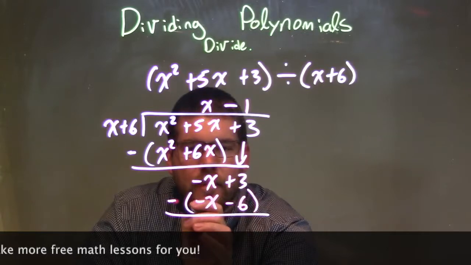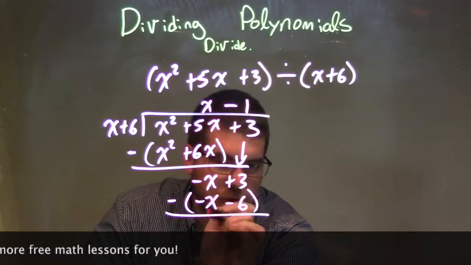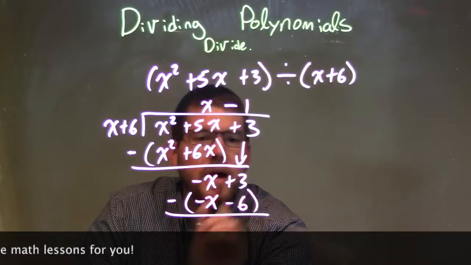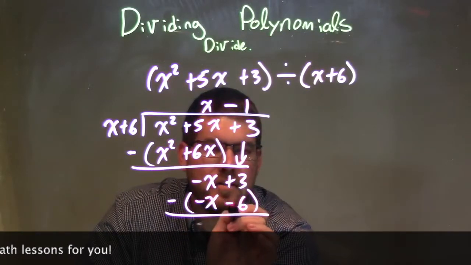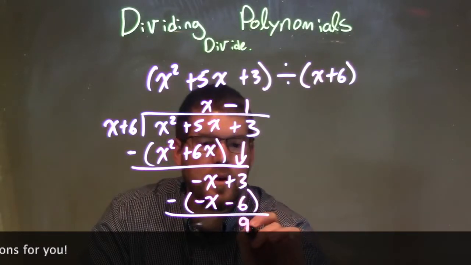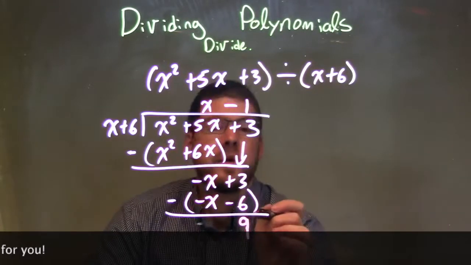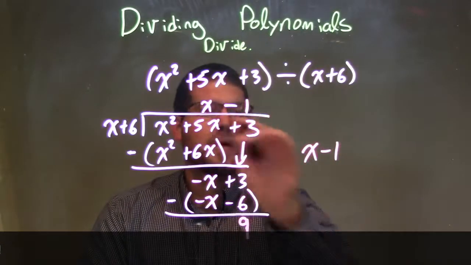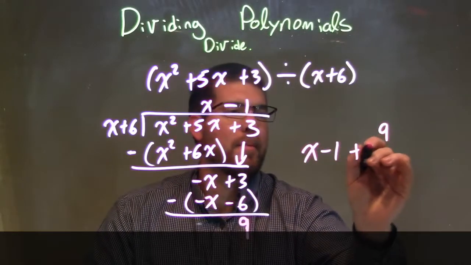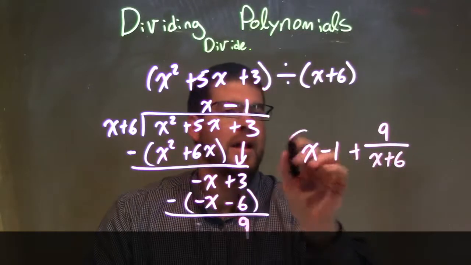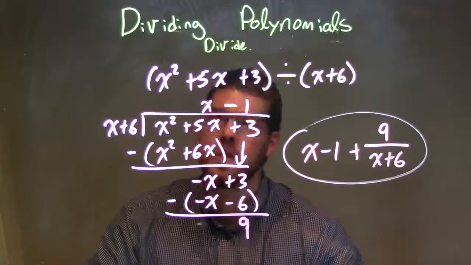Minus x minus a negative x is 0, right? Adding a positive x is 0. Good, eliminates. And then 3 minus a negative 6 is the same thing as adding a positive 6, and that's a positive 9. Okay, so we have a remainder of 9 right there. So our remainder is 9. So our final answer is just x minus 1, we wrote up there, plus 9, our remainder, over our divisor, x plus 6. And that is our final answer.